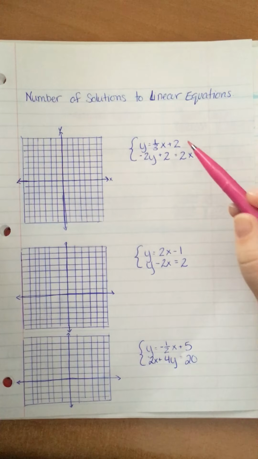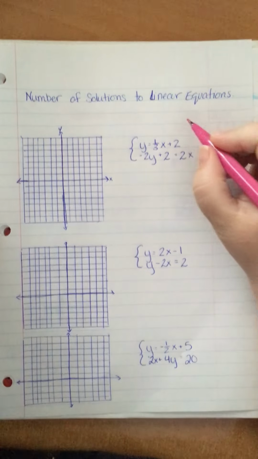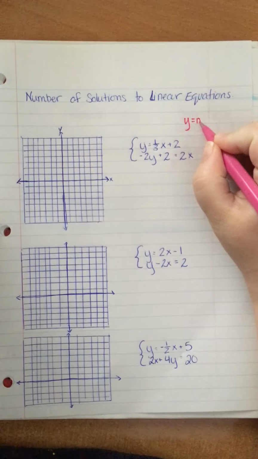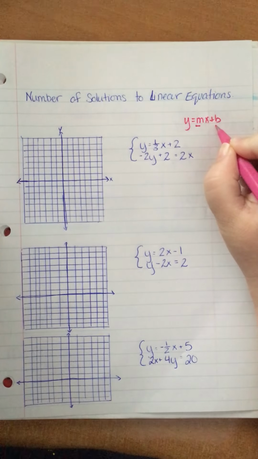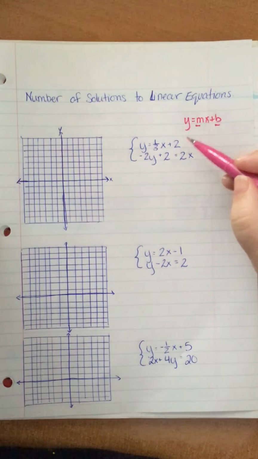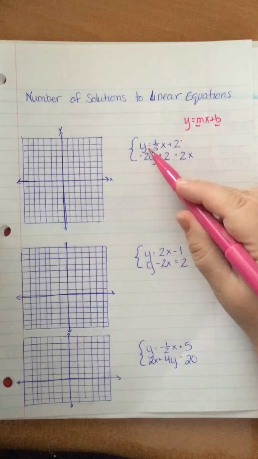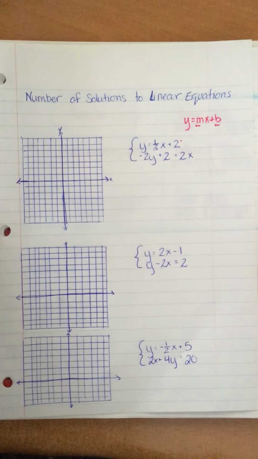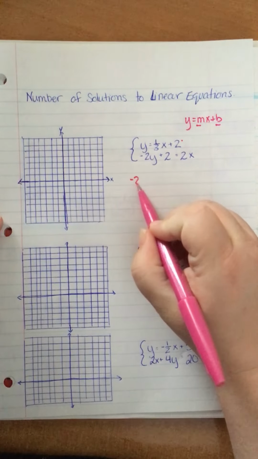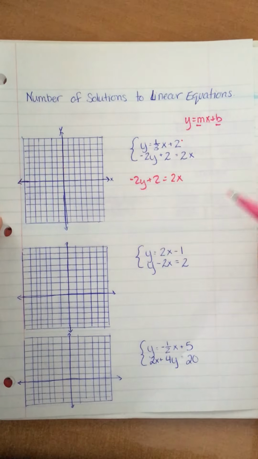As a reminder, you always want to put both of these in slope-intercept form, so y equals mx plus b. Here's our slope, here's our y-intercept. We can see this first equation is already in slope-intercept form, y equals mx plus b. However, this second equation is not. So I'm going to go ahead and rearrange it, not change anything.